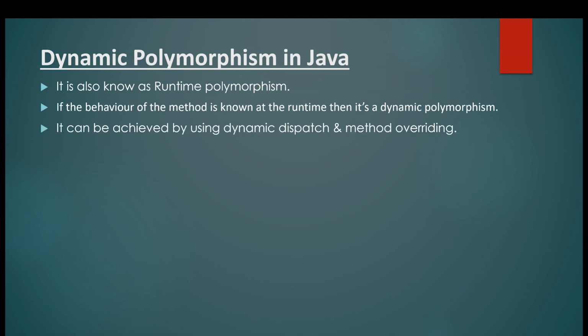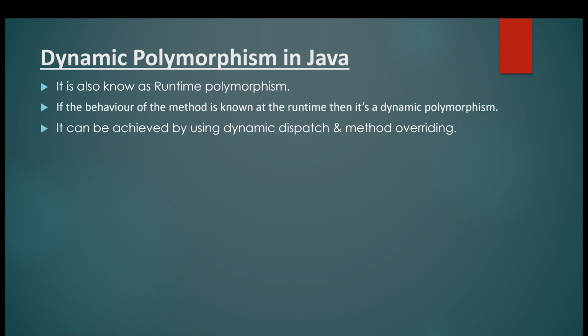The third point about dynamic polymorphism in Java is that it can be achieved by using dynamic dispatch and method overriding. What is dynamic dispatch in Java? The process of assigning a subclass's object to the superclass reference is known as dynamic dispatch in Java. On method overriding, I'll make a separate video where I'll explain what method overriding is, because method overriding is a concept where there are a lot of rules to override a method. We'll discuss all of them in that video.